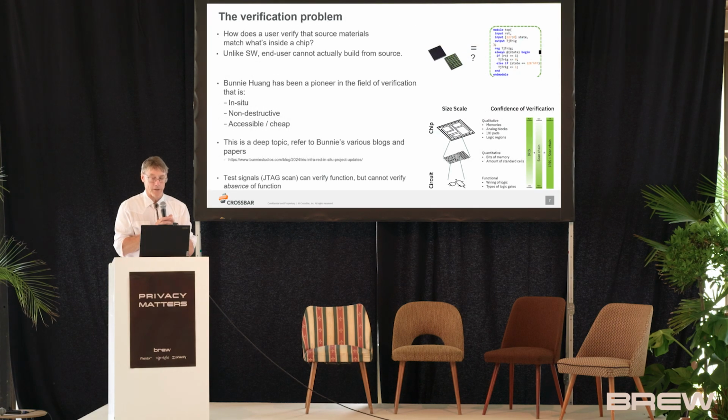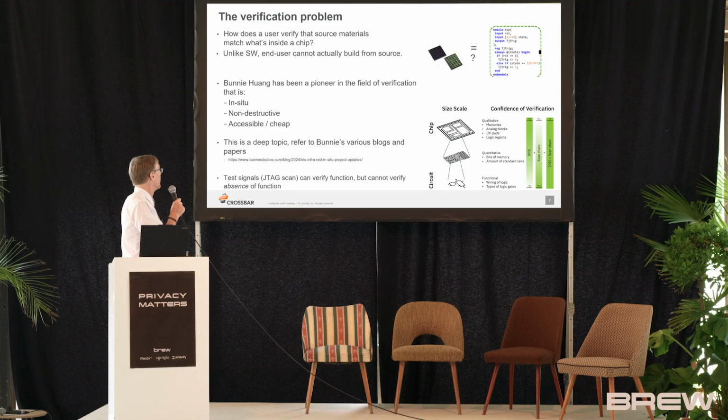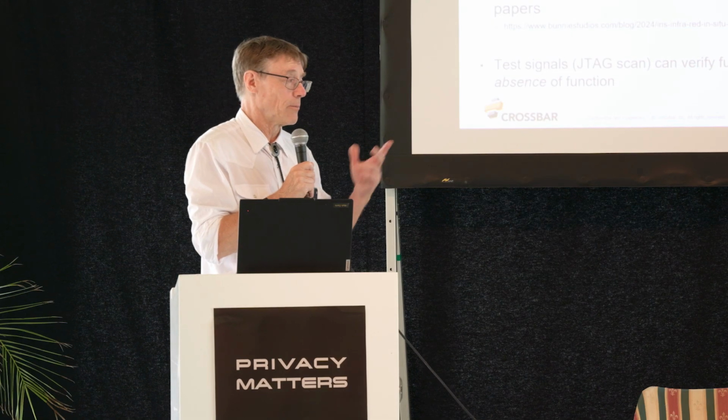The biggest problem is the verification problem. So I can publish some source, but then in the end, you get a little black rectangle in your hand, and I can say, okay, this is the source that went into that little black rectangle. Well, how do you know that that's the case? You generally don't know. So I'm going to talk about some method of verification pioneered largely by Bunny Huang.